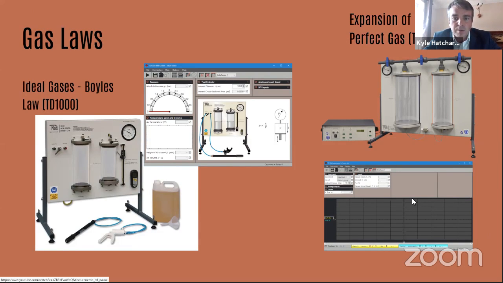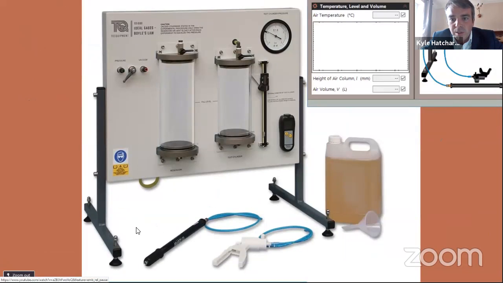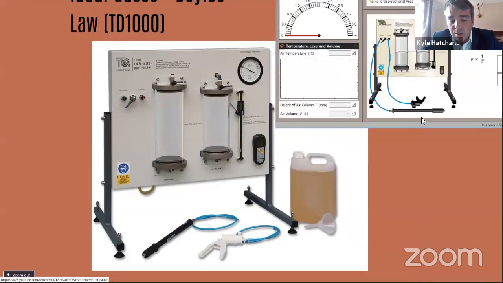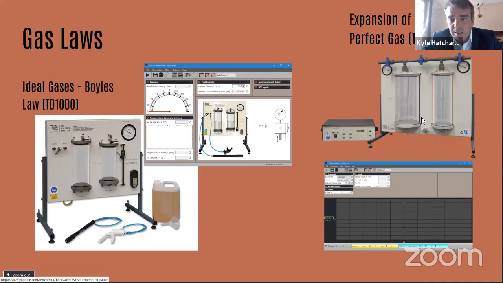So then we are moving into gas laws, and this is part of Physics AQA 3.6.2.2, ideal gases, the TD1000, and also the TD1004. So that allows you to understand Boyle's law, gas constants. It's a brilliant piece of kit, to be honest with you, and is used throughout universities across the country in regards to basic thermodynamics principles as well.